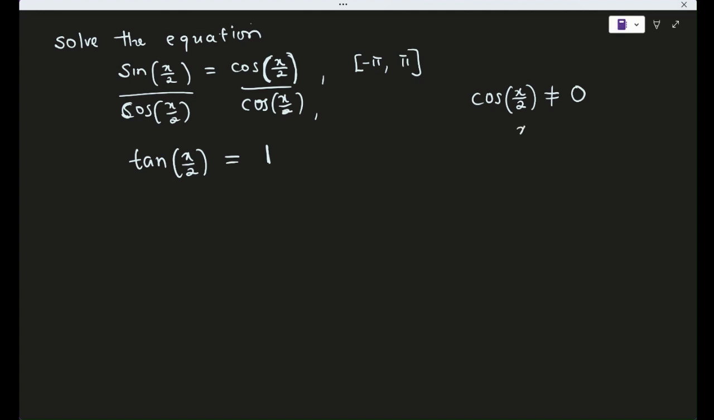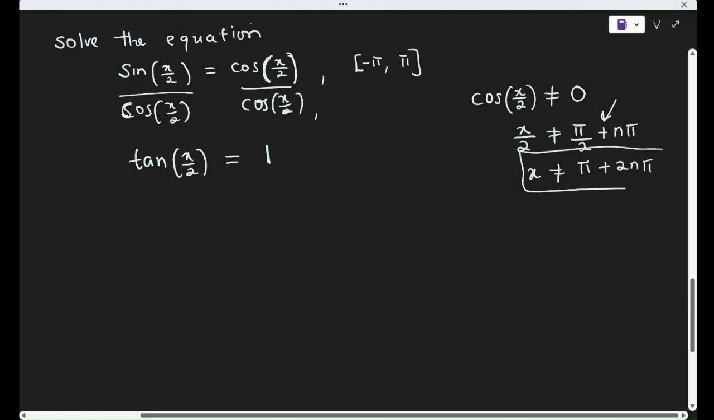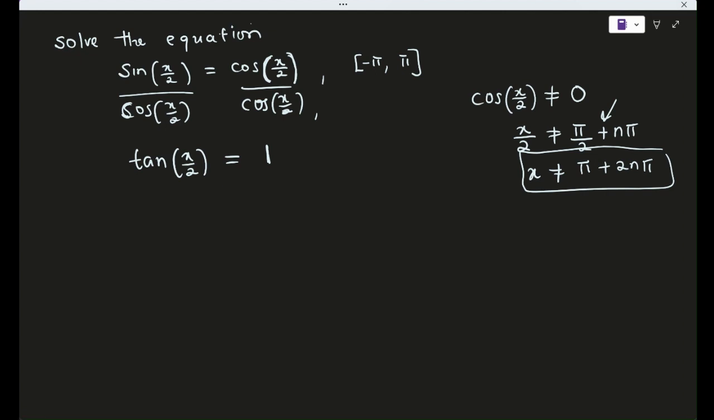Now, what is x over 2 not equal to? This means x over 2 should not be 90 degrees, or plus n pi, because this will give you the zeros of cosine. So in other words, x should not be what? If you multiply both sides by 2, x should not be pi plus 2n pi. So this is saying x should not be this. All right, so let's see.